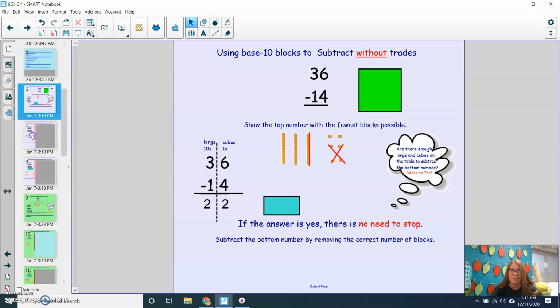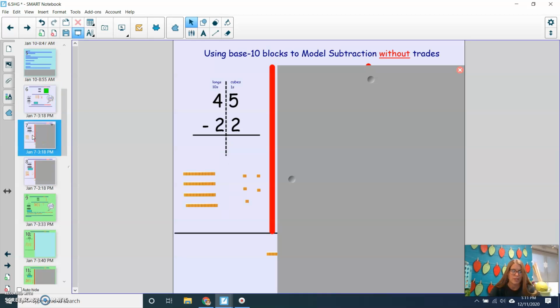So let's practice a couple more problems like this on our whiteboard. If I have 45 minus 22, and I'm showing you first 45 with my base 10 blocks, if you want to use this way on your whiteboard, that's great. If you have another way to figure it out, that's fine too. But why don't you press pause to solve and play to check.